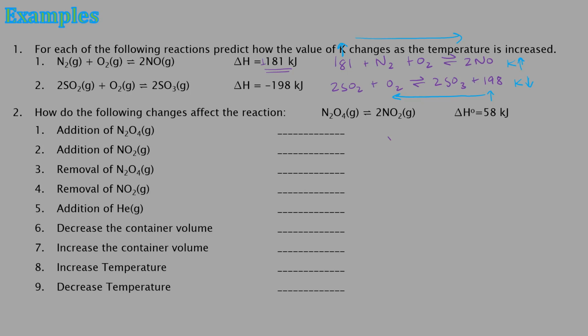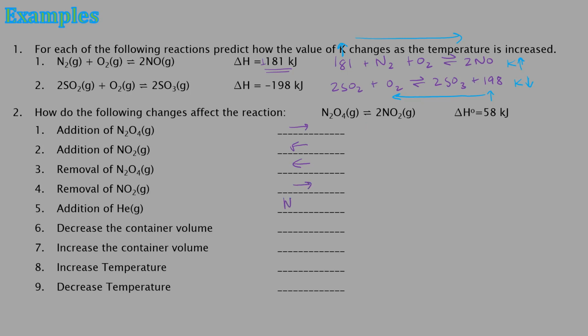All right, and then how do the following changes affect the reaction? So we have this reaction written up here. And if we add N2O4, so this would go up. It would go away from that, and so it would move to the products. Addition of NO2, this would go up. It would move back toward reactant. Removal of N2O4, this would go down, so it would move toward the reactant to replace it.